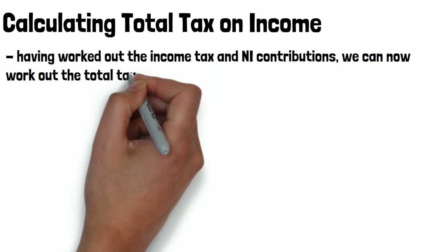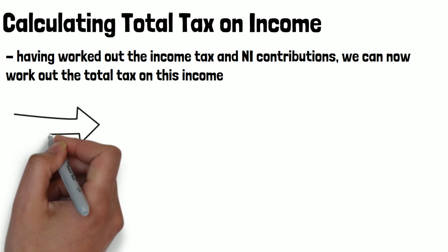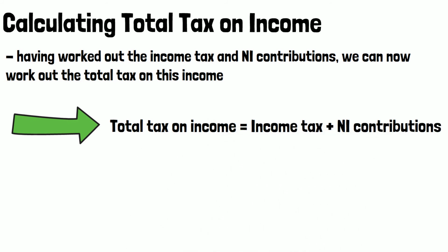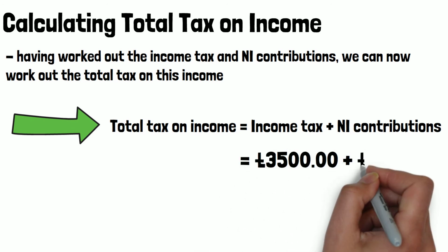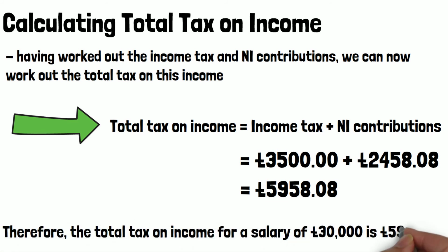With these two calculations made, we can therefore calculate the total tax on income for this example of a £30,000 salary. The total tax on income equals the income tax plus national insurance contributions, which from our previous calculations is £3,500 plus £2,458.08, which gives us £5,958.08. So the total tax on income for a salary of £30,000 is £5,958.08.